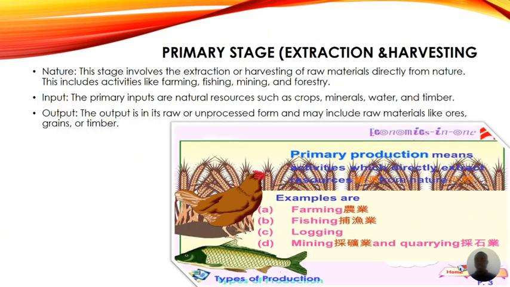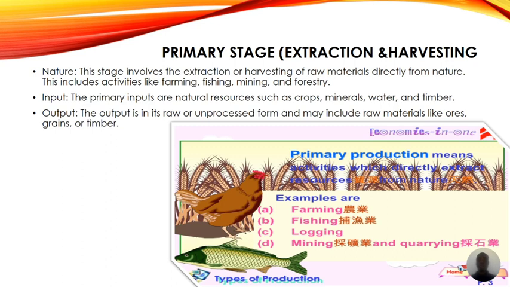So primary production, known as the primary stage, is known as the extraction or harvesting. This stage involves the extraction or harvesting of raw materials directly from nature. We're talking about a stage that is linked to raw materials, whereby we extract raw materials directly from the earth. That's what we mean by nature. Nature is what provides them. This includes activities like farming, fishing, mining, and forestry.